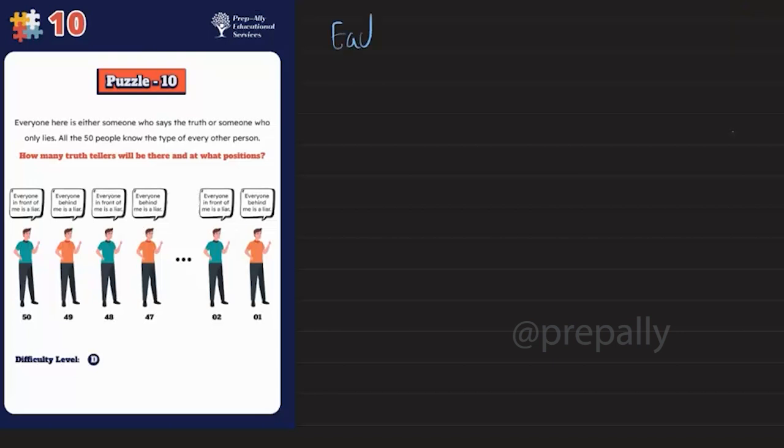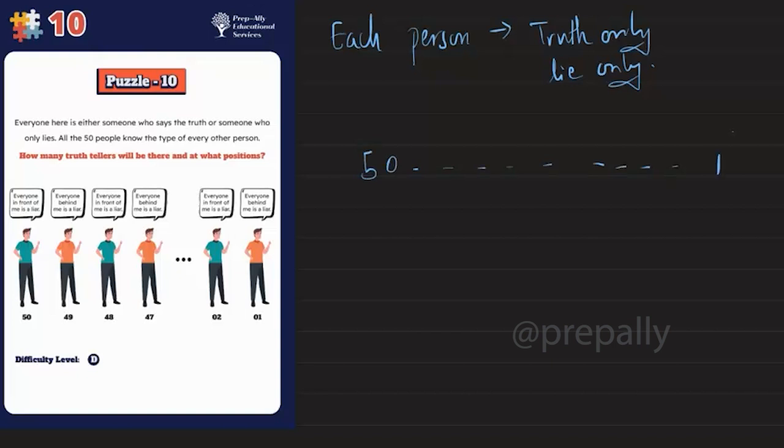So each person, the people are binary basically. Truth only or lie only. We have 50 of them, from the 50th person all the way to the first person. And what you notice is a pattern of everyone saying in front of me is a liar, behind me is a liar, in front then behind, in front then behind, all the way from 1 to 50.